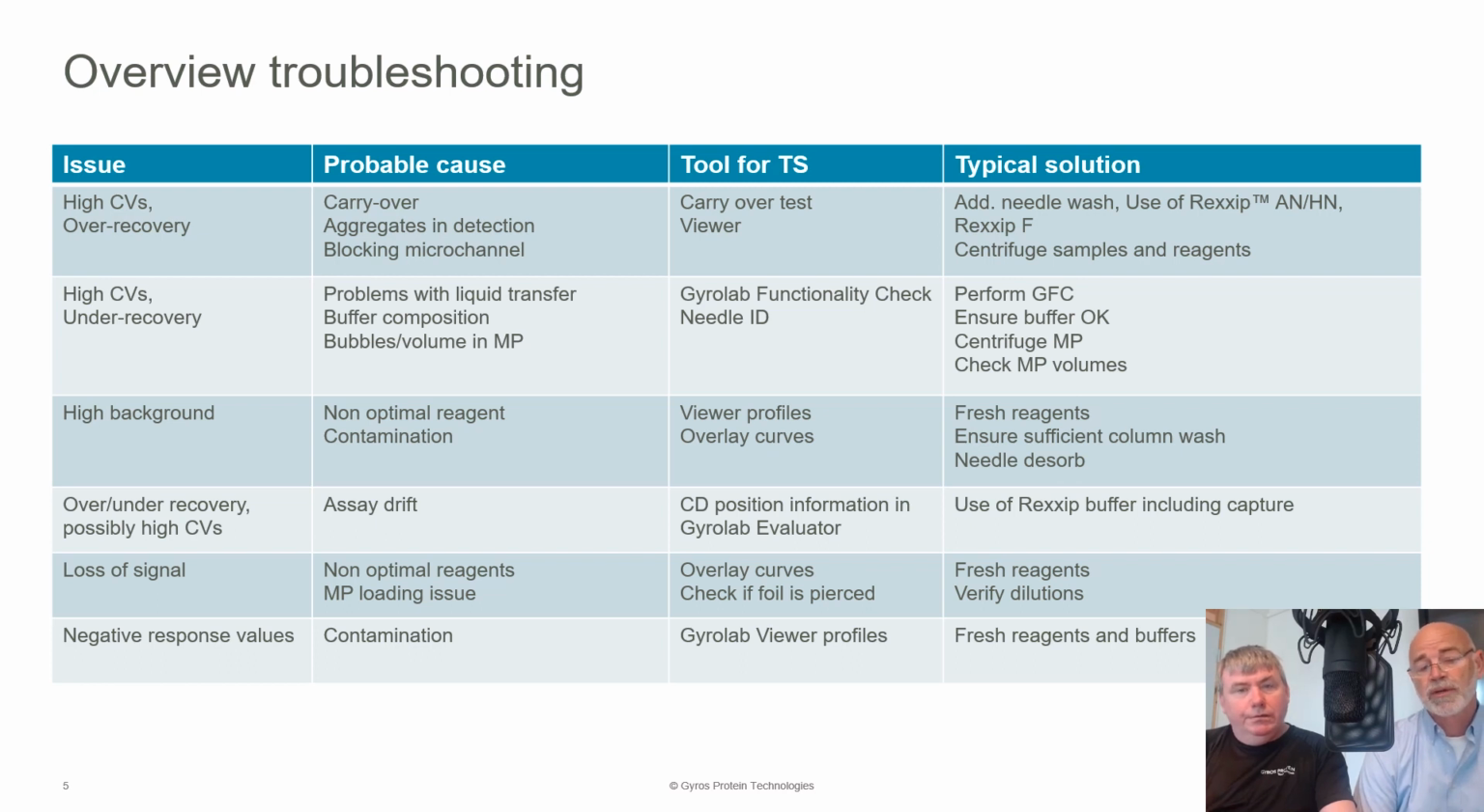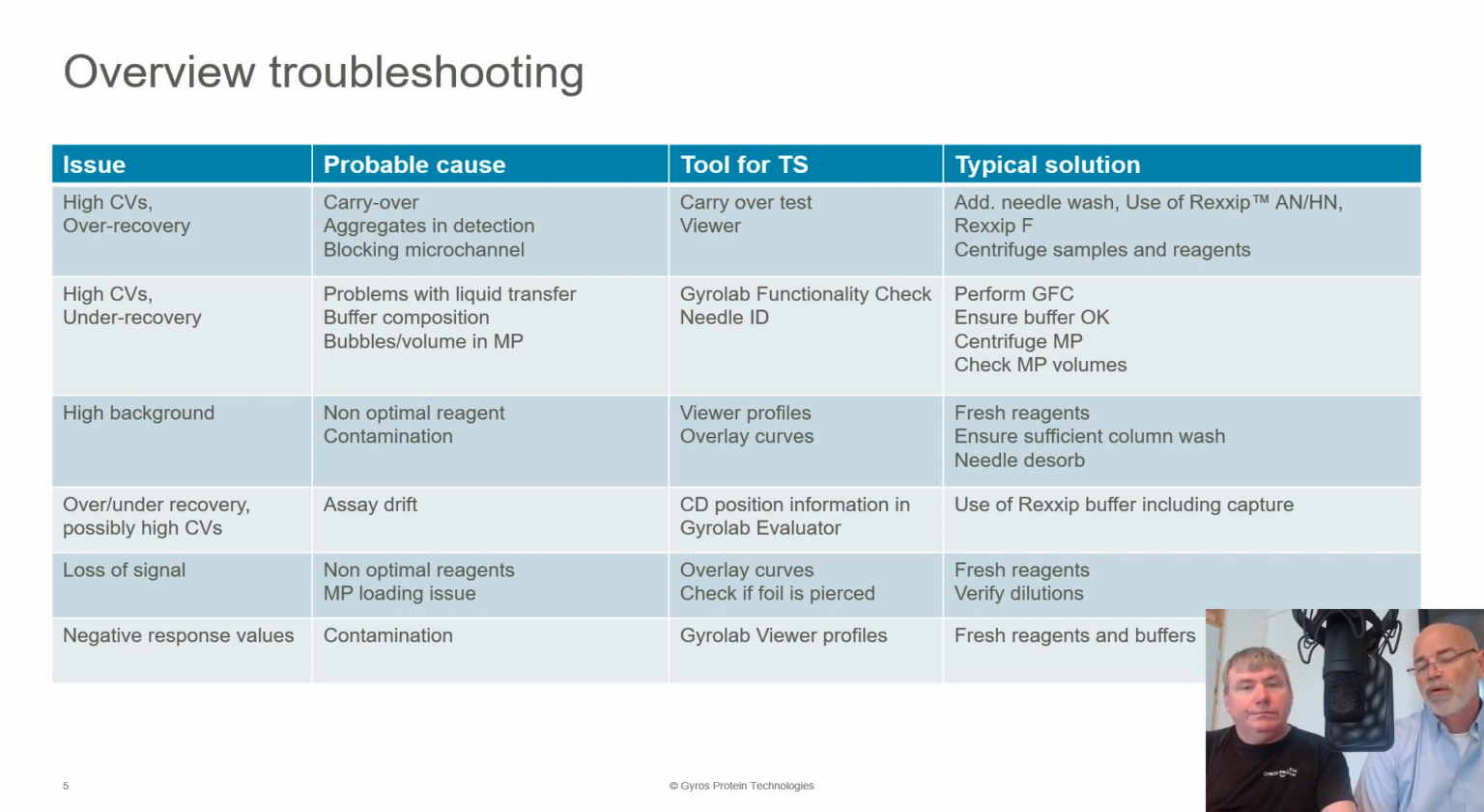And the last sort of category that's more commonly seen is negative response values. Occasionally you'll get some kind of contamination, and because of the way the system does a background subtraction, if there's some non-specific fluorescent signal on the column, that gets subtracted away, and then when you rinse that off and you see the background subtracted value, you'll end up with a negative value, and so that can be an indication there's some kind of contamination going on.